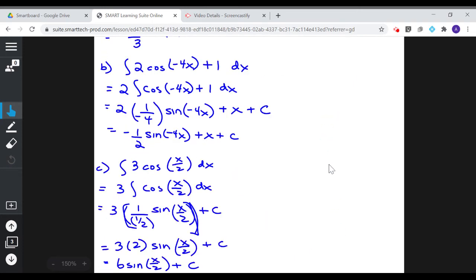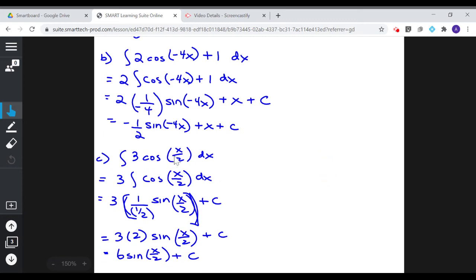Okay. For my last example, if I have the integral of 3 cos x over 2 dx, I'm going to start by pulling out the 3, so I just have cos of something. The integral of cosine is sine of that something, in this case x over 2, but I need to divide out that coefficient of x. Remember, there's an invisible 1 in front of the x, so this is like 1/2 x. So I've got to take 1 and divide by that coefficient of x, which is 1/2. 1 divided by 1/2 gives me 2. So 3 times 2 is 6. Sine of x over 2 plus c.